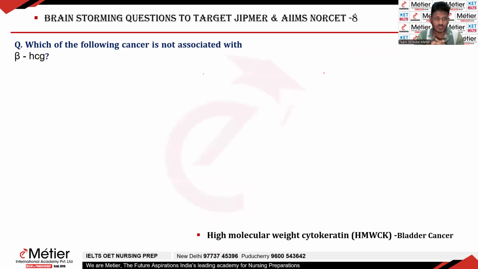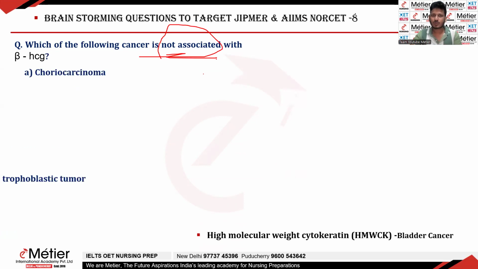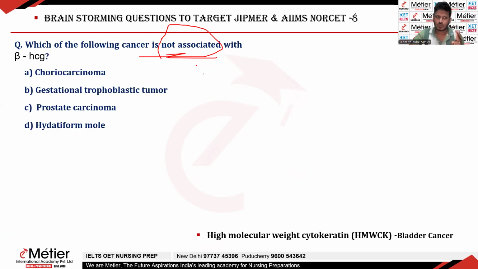So the first question we are going to discuss is: which of the following cancers is not associated with beta HCG? Okay, so understand the concept. They have given 4 options here: choriocarcinoma, gestational trophoblastic tumor, prostate carcinoma, hydatidiform mole. Among these, which is not at all related to beta HCG? This is the question.